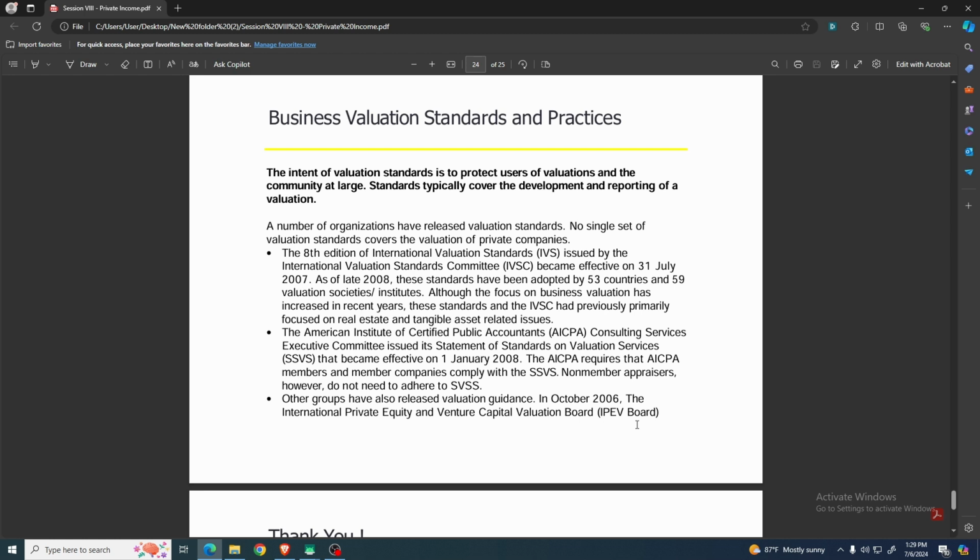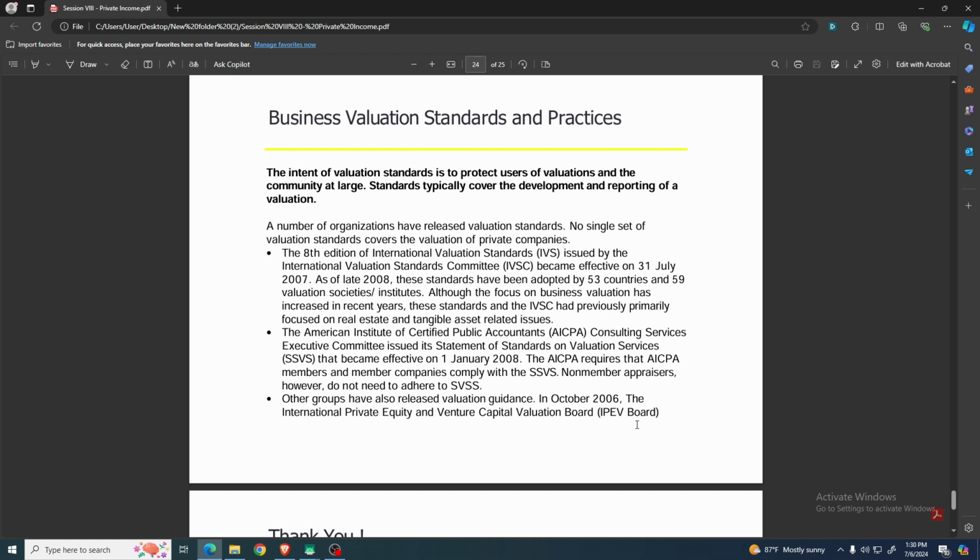IVS is a set of international standards aimed at harmonizing valuation practices across different countries. The standards are periodically updated to reflect changes in the market and advances in valuation methodologies. The widespread adoption of IVS by various countries and valuation institutions underscores its importance in providing a common language and framework for valuers globally. So, in a global sense, IVS and its currently set rules and guidelines would be quite crucial.